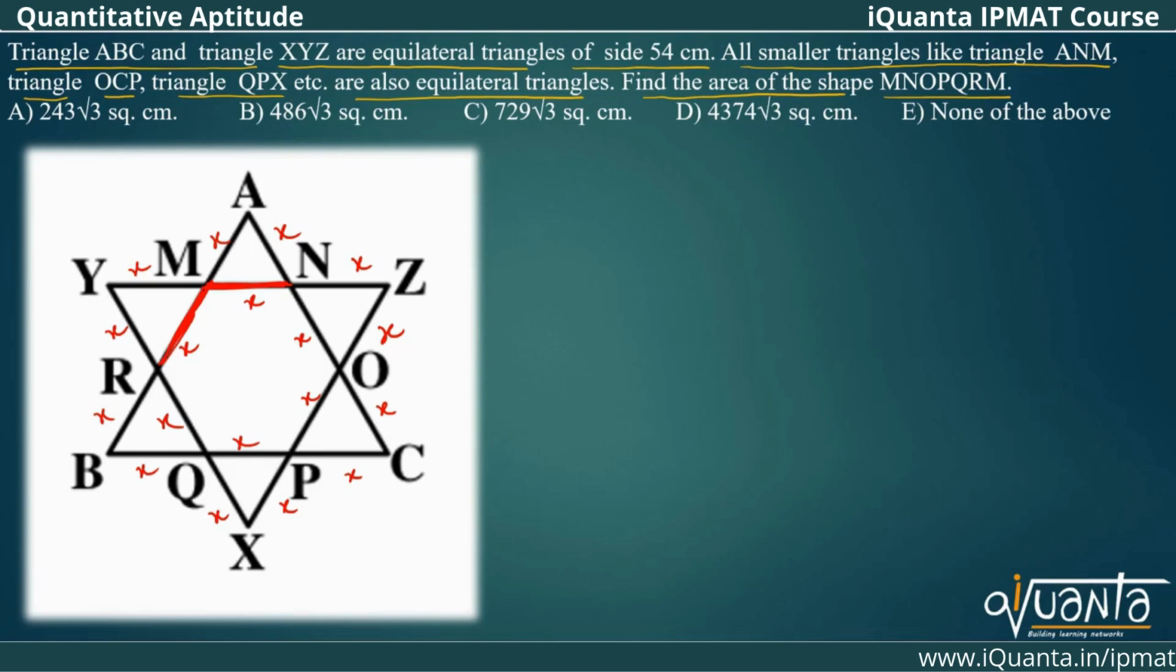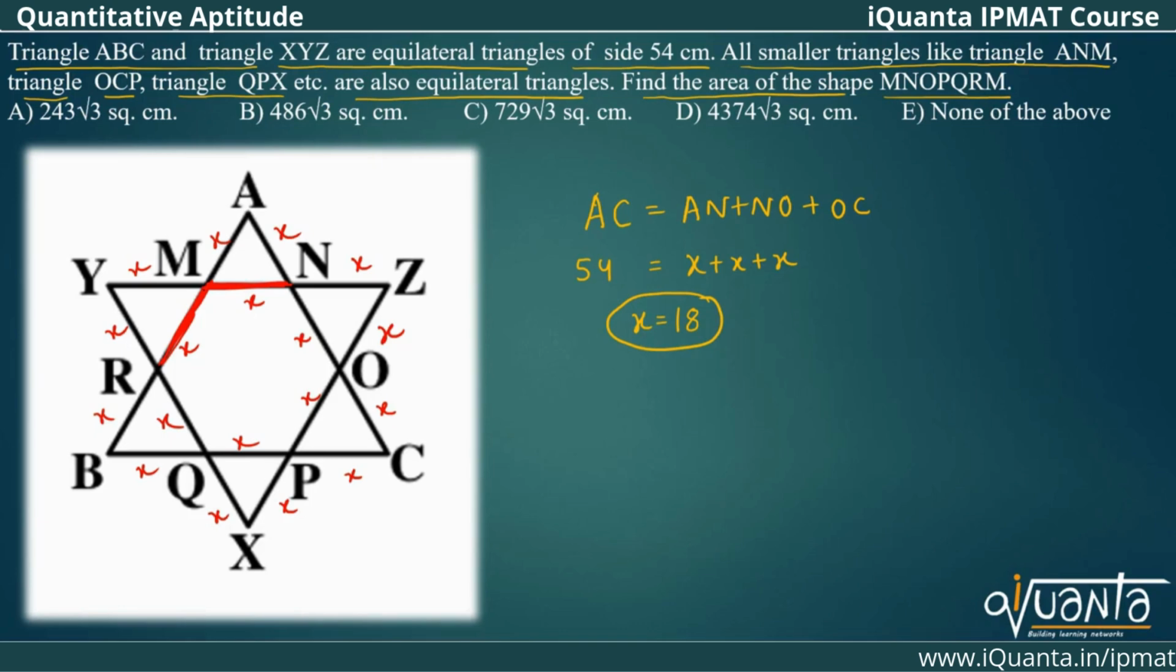Now we were given that ABC is a triangle having side 54 centimeter. So if I talk about side AC over here, it will be the sum of AN plus NO plus OC, and AC is equal to 54, it is given. AN, NO, OC, they are all equal to X. If we calculate the value of X from here, it will be equal to 18. If we know the value of X, we can say that the side of this regular hexagon MNOPQRM will be 18. Now we need to find out the area of this hexagon.